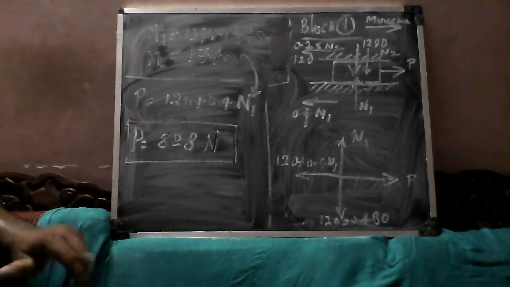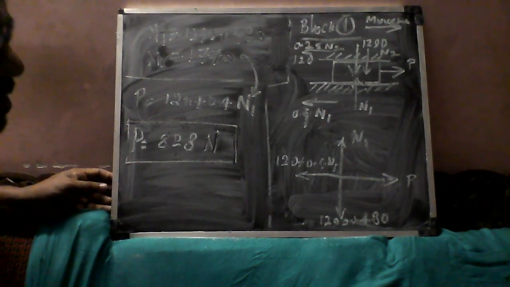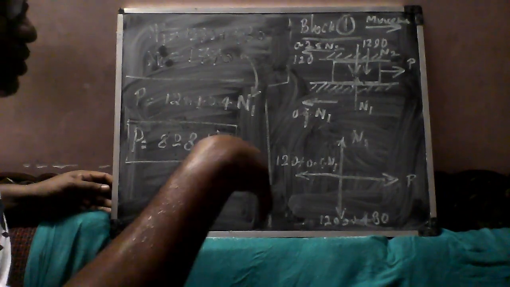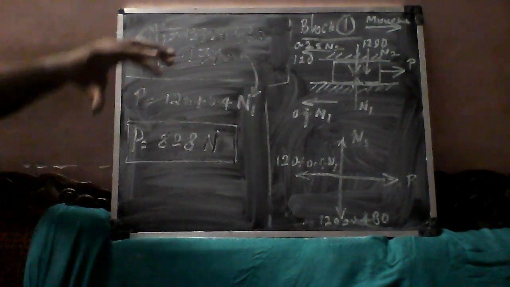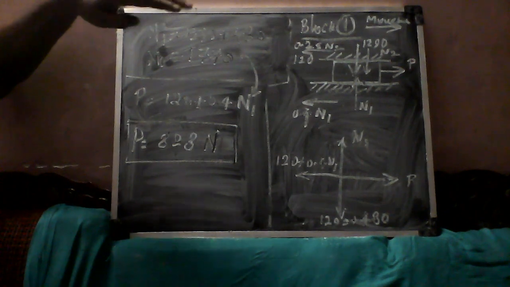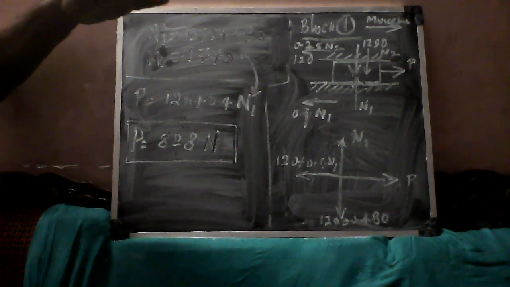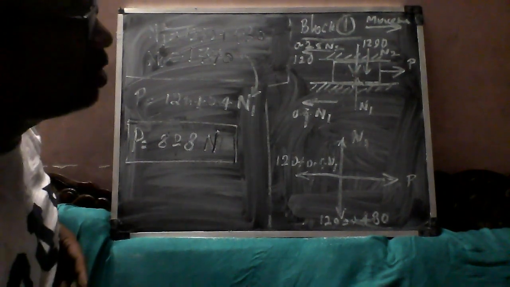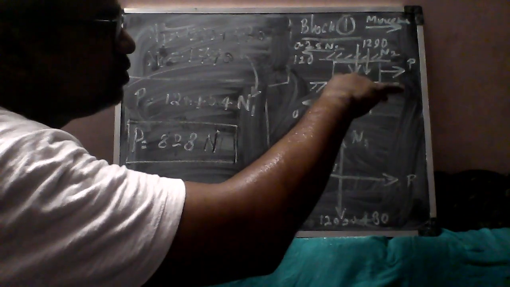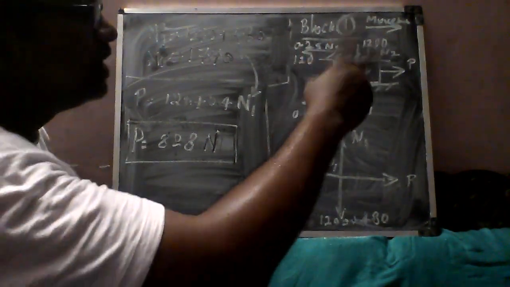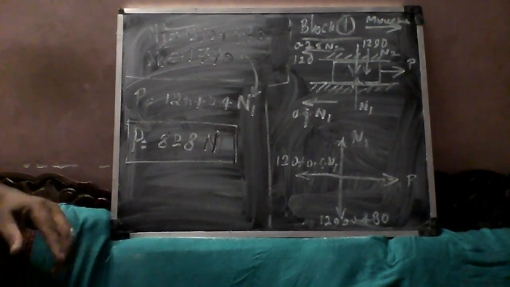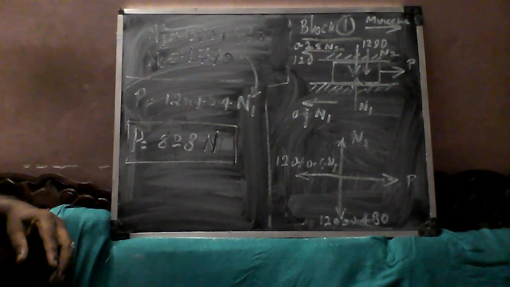This is how we have to solve the problem. An overall picture of the problem is, you have to take the problem block by block. First you have to solve the top block, that is block 2, and you get the N1 value and the tension values. Then you go to block 1, where you will have two contact surfaces, so two frictional forces come into the picture. When you solve it, you get the load value as 828 Newton. Thank you.